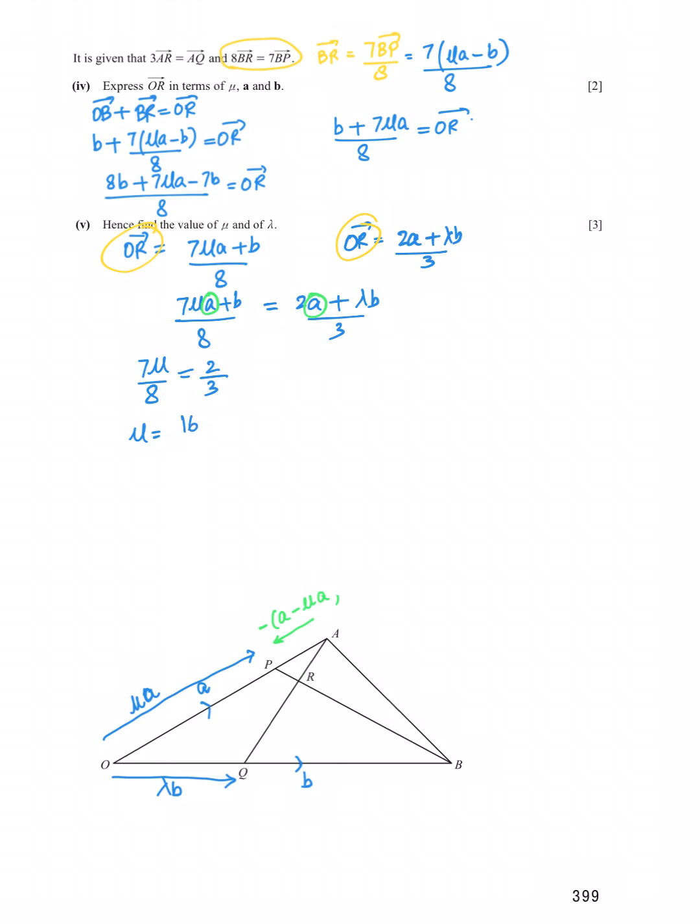8 2s are 16 divided by 7 3s are 21. Similarly for lambda, I'm going to equate the b with the b. So it will be 1 upon 8 on my left side and lambda divided by 3 on my right side. So lambda equals 3 divided by 8. These are the final values for mu and lambda, and that is our final answer.